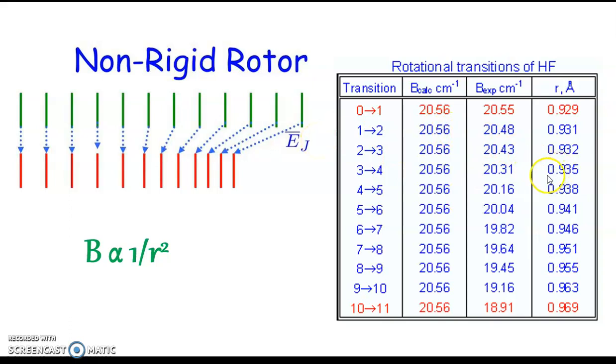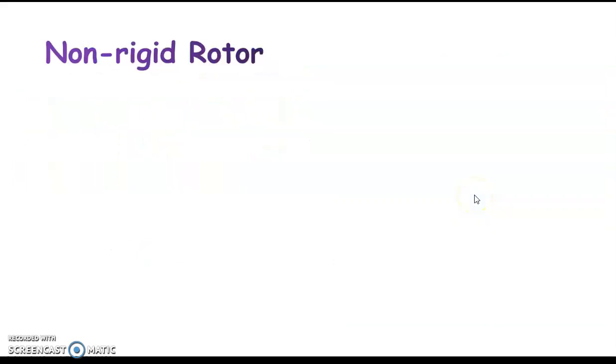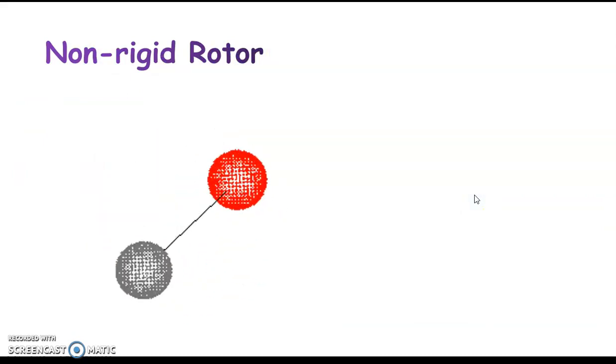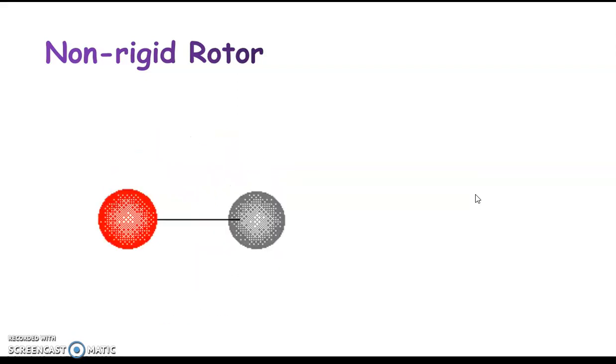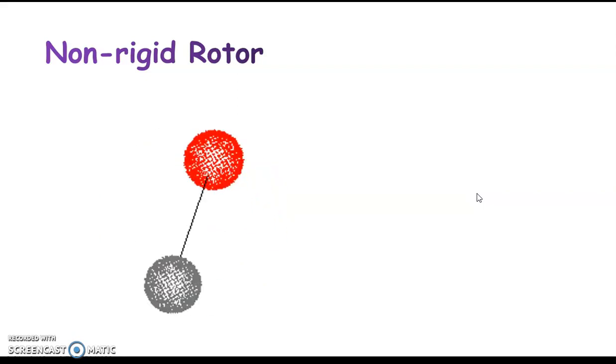It shows that our assumption of a rigid bond is only an approximation. In fact, all bonds can be elastic to some extent. At low energy levels, the bonds remain almost stationary. What happens at higher energy levels? At higher energy levels, the molecule rotates rapidly and the centrifugal force increases. That tends to move the atoms apart.